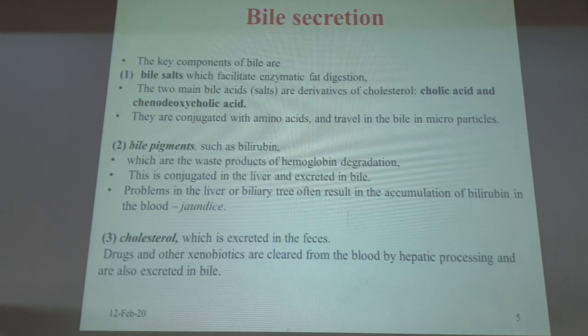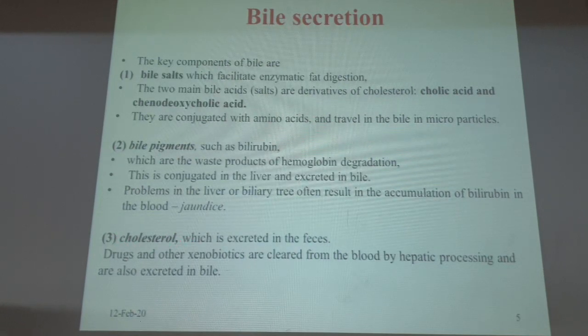Bilirubin is a yellow color, but biliverdin is green. It's a greenish color, greenish brown color, but it's due to the effect of bilirubin and biliverdin.